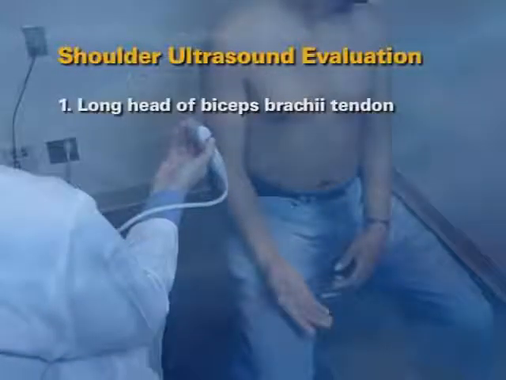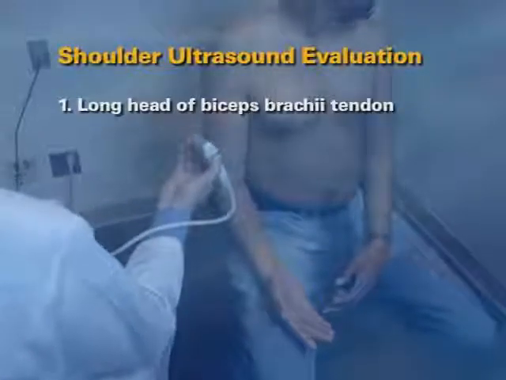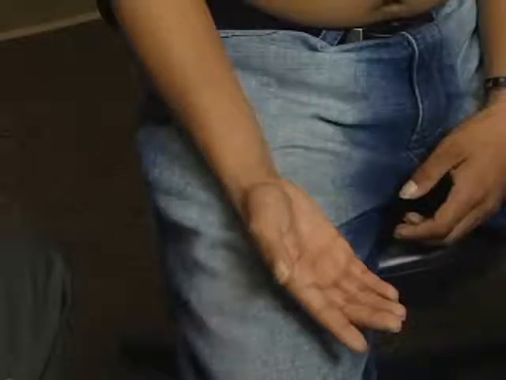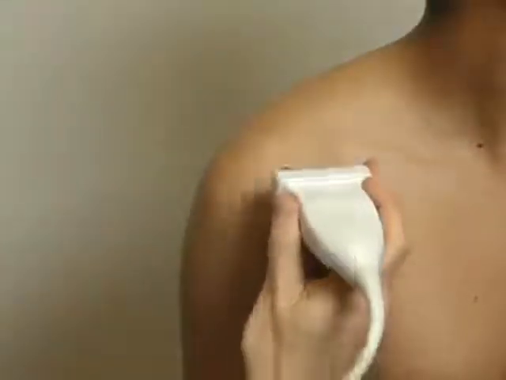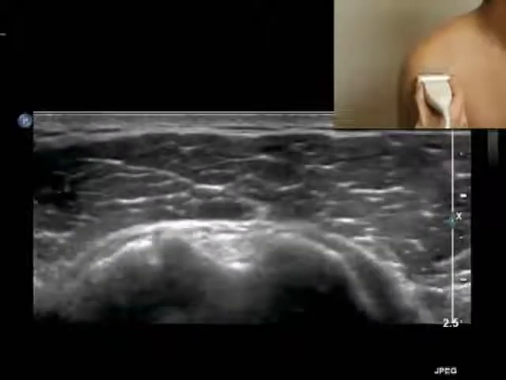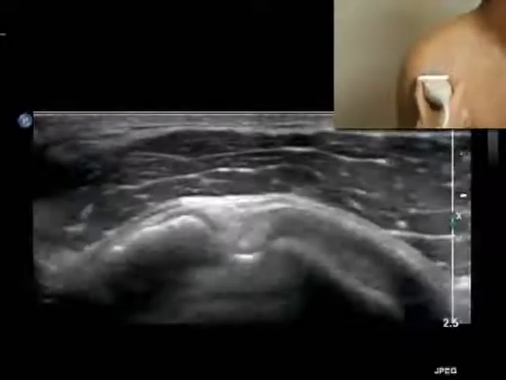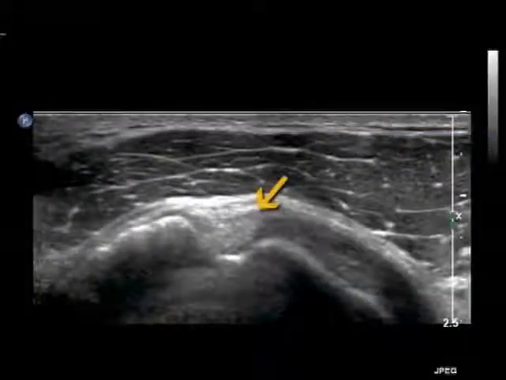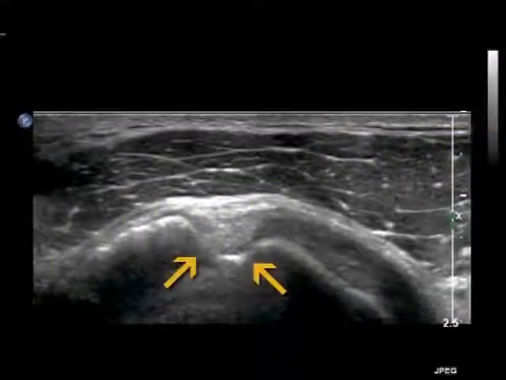Step 1 evaluates the long head of the biceps brachii tendon. To begin, the patient is asked to place their hand palm up on their lap. This rotates the bicipital groove of the proximal humerus anterior, and the ultrasound transducer is placed in an axial plane on the body. The long head of the biceps brachii tendon is identified as a round hyperechoic structure. Note the biceps brachii long head tendon located in the bicipital groove, identified by its characteristic echogenic bone contours.